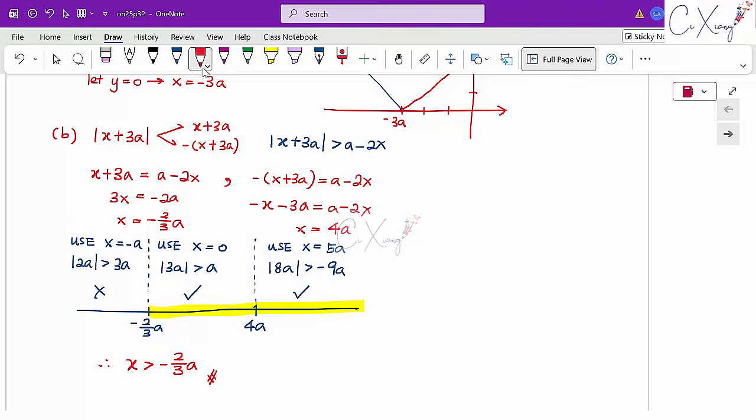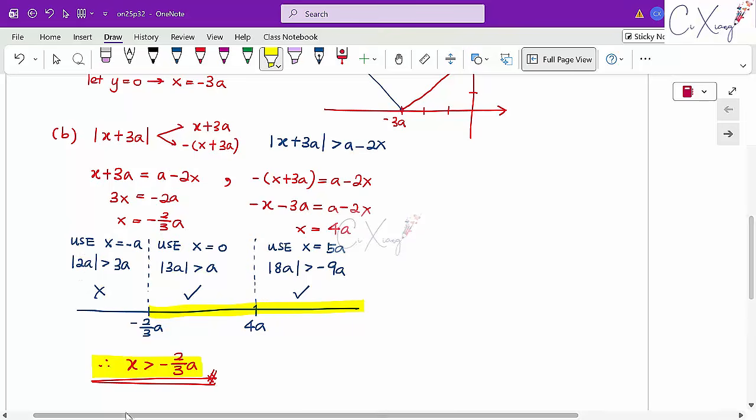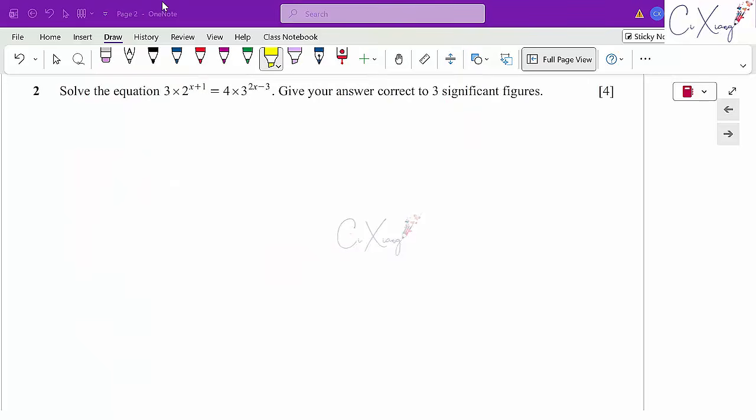So this is the method that I usually use to find the range of x, especially in inequalities with modulus functions. I try to find the critical values first, determine the answer according to the parts, then write out the correct answer from the correct parts. Right? So this is how we solve question number 1.